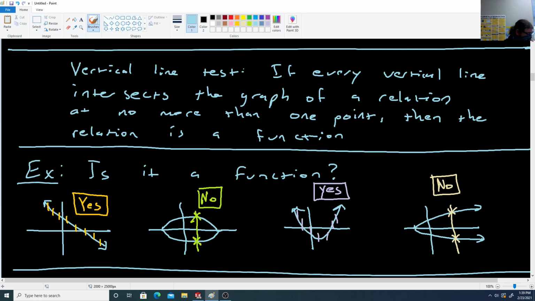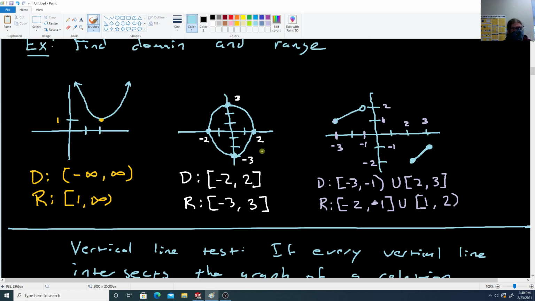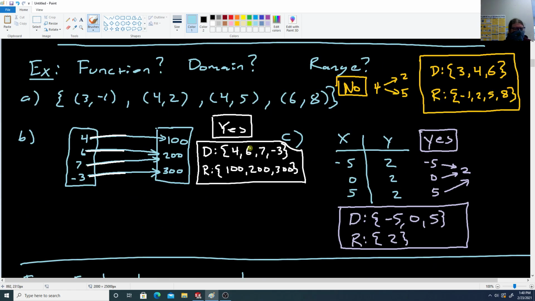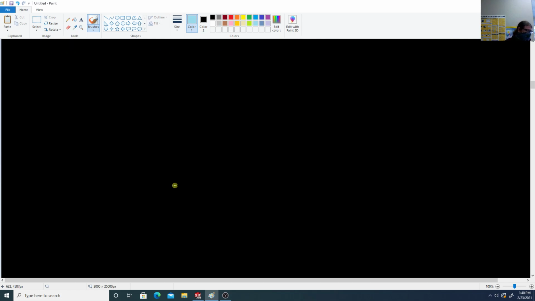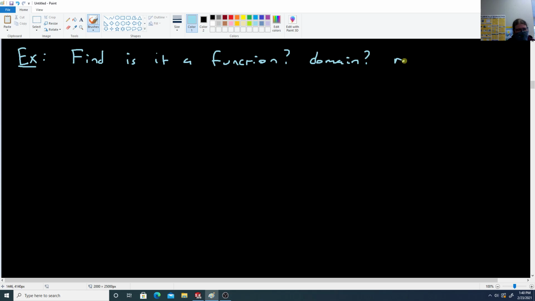Okay, so the next bit that we want to do is, what if instead of these kind of easy to work with drawings and graphs and representations, what if we only have the equations and we don't necessarily know what they look like? How does that work? So this example here is going to be kind of the tricky one from the section. They want us to find, is it a function? They want us to say what's the domain and what's the range.